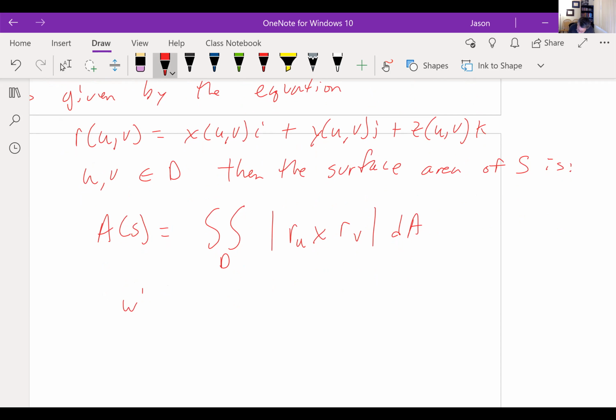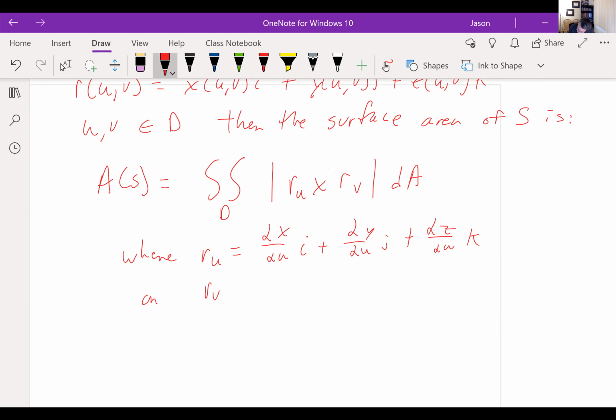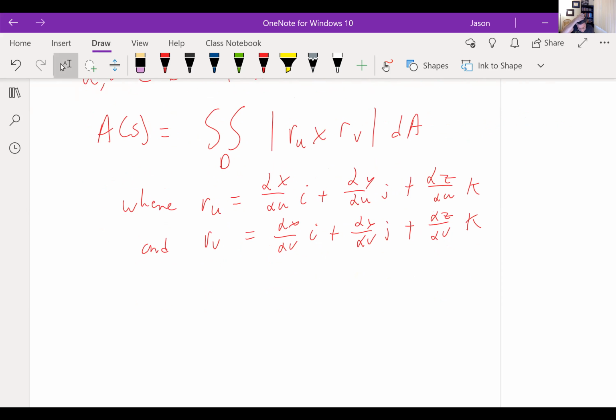Where r_u is equal to the partial of x with respect to u, i, plus the partial of y with respect to u, j, plus the partial of z with respect to u, k. And r_v is equal to the partial of x with respect to v, i, plus the partial of y with respect to v, j, and the partial of z with respect to v, k.